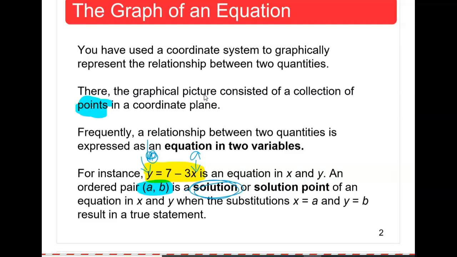So sometimes we may have only one point, other times we're going to have several points. And once you put all those points together, they start forming lines. This could be straight lines, or they could be curvy lines. So yeah, we will be studying some of those throughout the mini-semester. So every point that satisfies the equation could be called a solution or a solution point. And here we're just using the letters A and B to generalize that it could be any number. So x is equal to A, y is equal to B, and it results in a true statement. That's how we know that that point is in fact a solution.